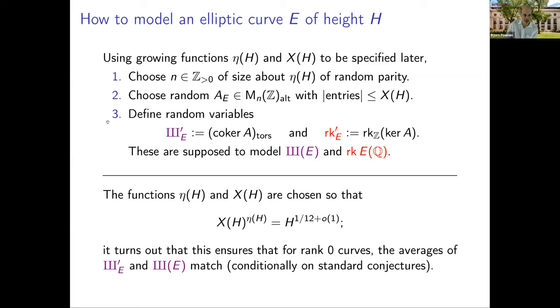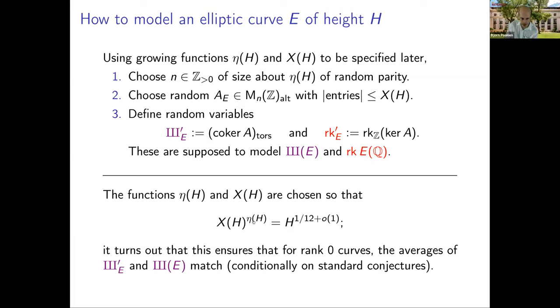The only thing I haven't told you about this model is how quickly these functions grow. What is this controlled rate of growth? How do I calibrate the model by choosing those functions? The way we did that is by using some things that we know about the arithmetic of elliptic curves. It turns out that under standard conjectures, like the Riemann hypothesis for the L-functions of the elliptic curves, and the Birch–Swinnerton-Dyer conjecture, you can figure out the average size of this group. Now you can try to set these parameters so that the average size comes out to be the same. It turns out that in order to do that, you do the calculation and find that you need this exponent to be roughly h to the 1/12.